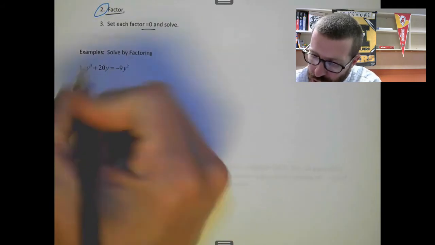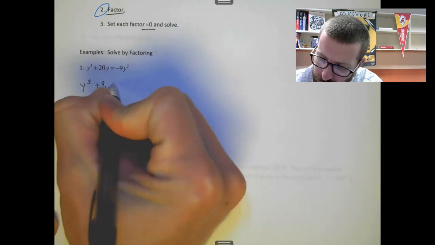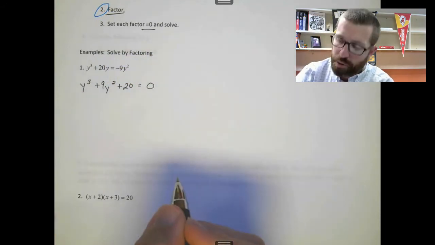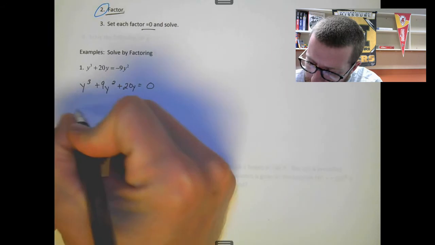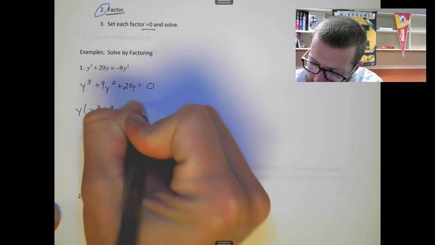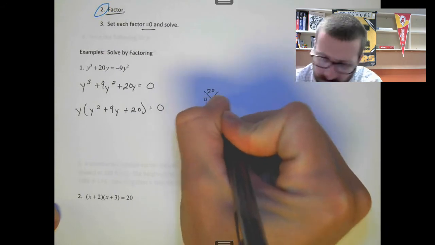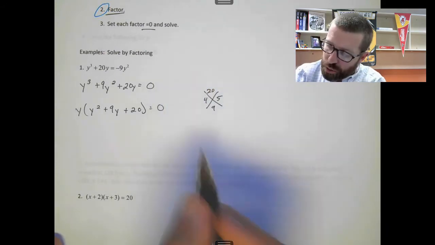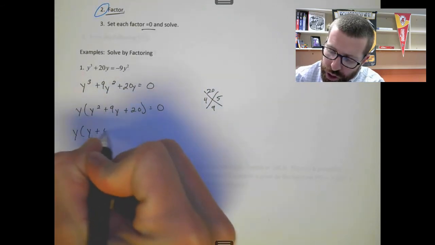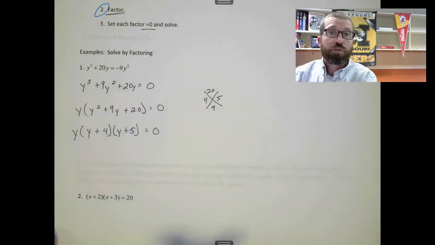So here, to set it equal to 0, we're going to move the 9y over, giving 9y squared. And then remember, when we factor, the first thing we always do is look for a greatest common factor. These have a y in common. Then we need two numbers that multiply to 20 and add to 9, because we can use the old AC method. We get 4 and 5 for those numbers. A is 1, so we can use the shortcut. And this gives us our factors.